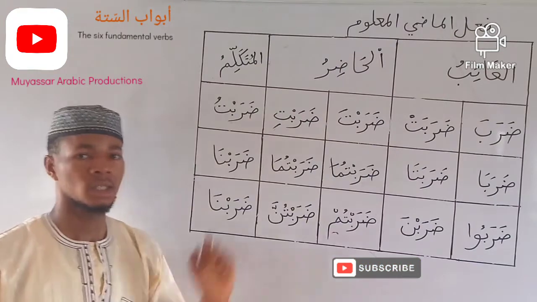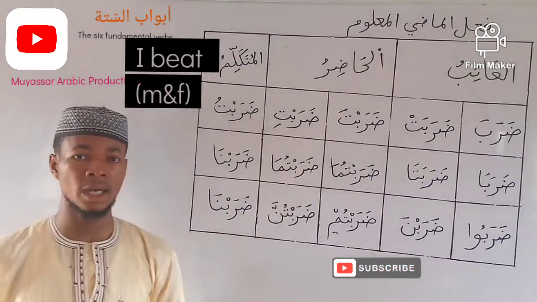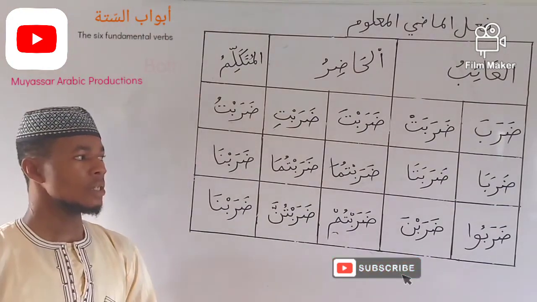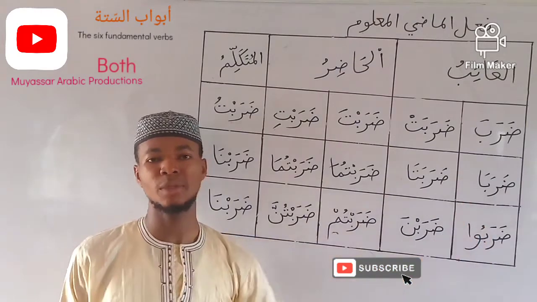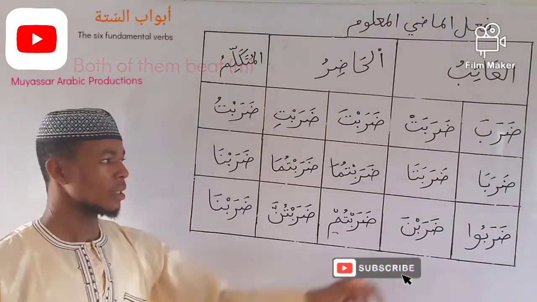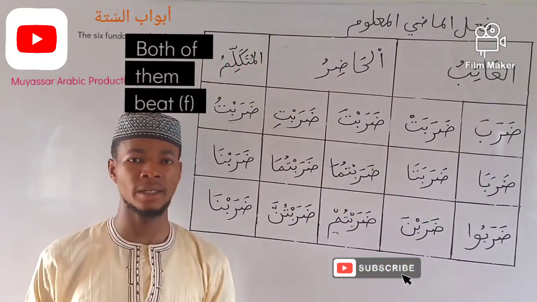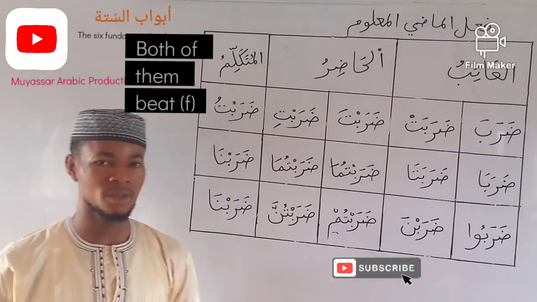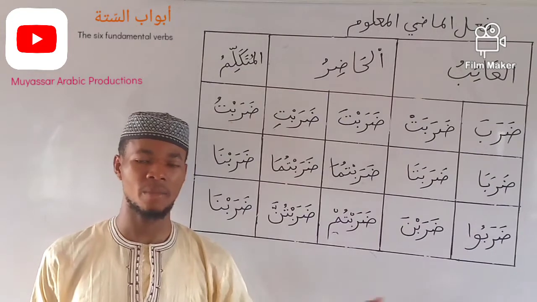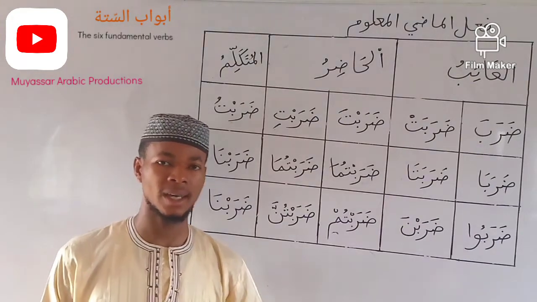Now the next is darabtu, meaning I beat for both the masculine gender and also the feminine gender. Now the next is daraba, meaning both of them beat in masculine gender. Then darabata, both of them beat in feminine gender. So in Arabic, when you want to say both of them beat in masculine gender, you say daraba. Then feminine gender, you say darabata.